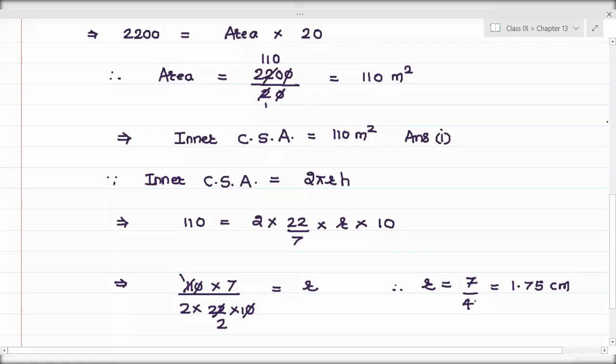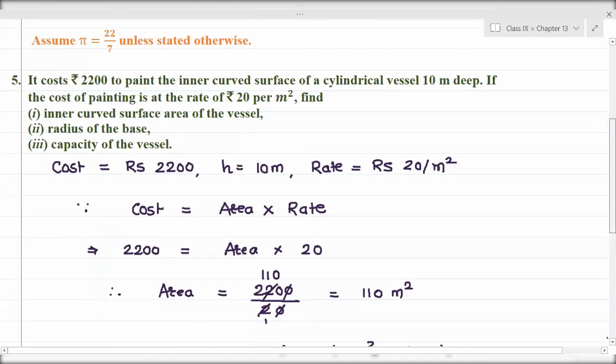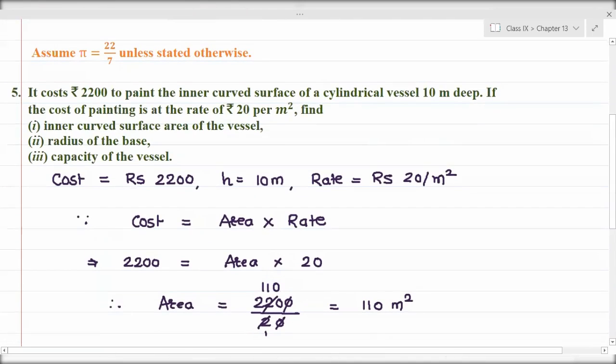Now the last part I am leaving for you. The last part is very simple. They are only asking the capacity of the vessel. Okay, look at part number 3. Capacity of the vessel means they are asking simply the volume of the vessel. And volume of the vessel means, since the vessel is cylindrical, the volume will be pi r square h. R we just found, and the value of height is already given in the question. So you have to put in the value and find out the answer. Okay, you only have to put the value in the formula.